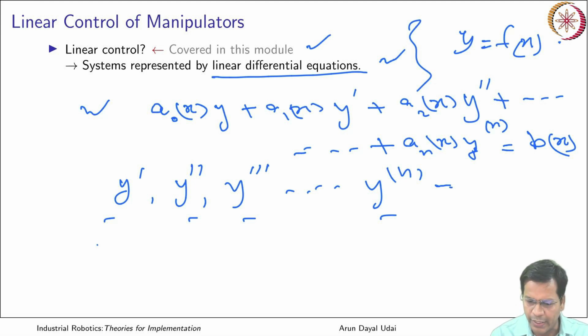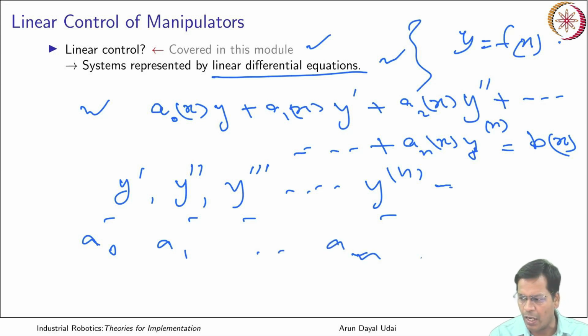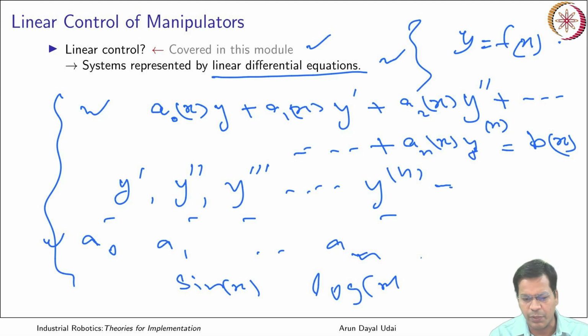Okay, and what are a0, a1, a2, an? They are arbitrary differentiable functions, and they need not be linear. They can be, let's say, sin x, they can be log x, right? So anything can be here. So all this basically defines your linear differential equation.